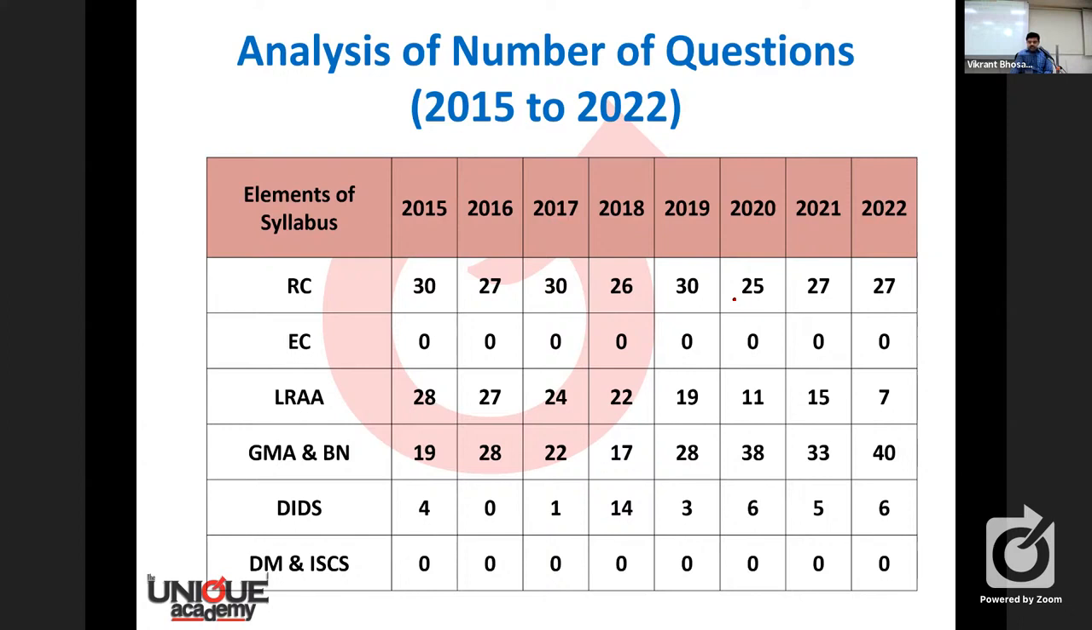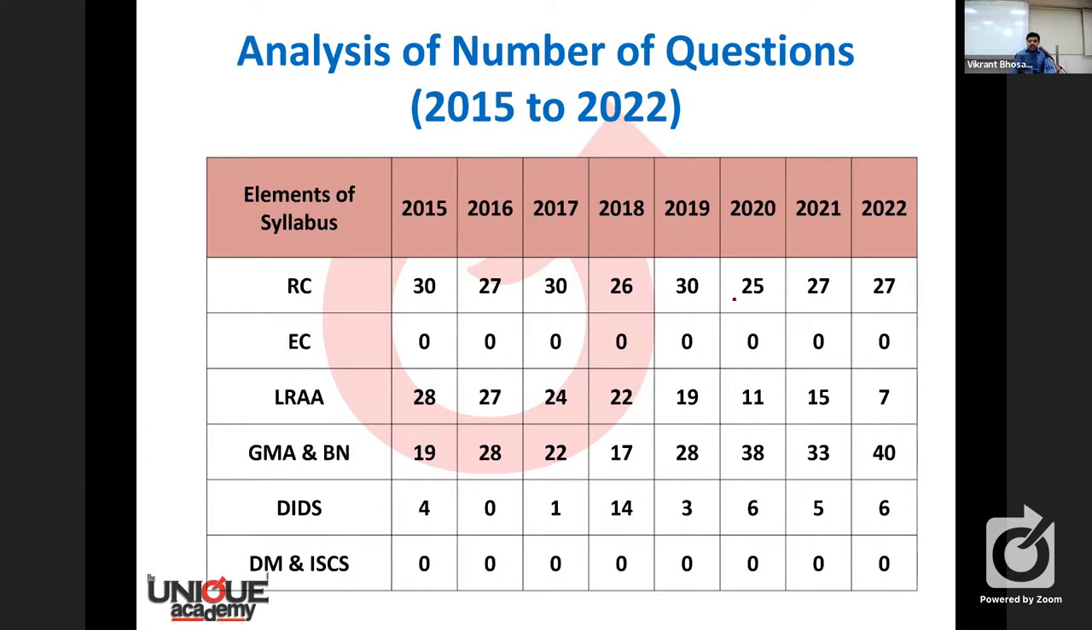Then DIDs, again, consistently questions are there, but sometimes they have asked none. And since 2013, this last component, decision making, interpersonal skills, including communication skills, is no longer there. But still, it is given in the syllabus. All right. So these are the three main parts you need to pay attention to: RC, LRA, GMA, and DM. These are your three important components.